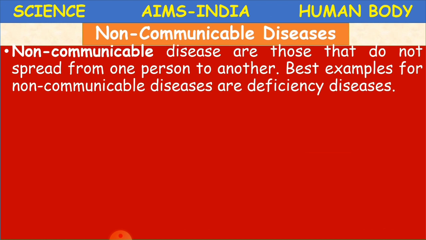If we are having a non-communicable disease, in the sense we are having a deficiency in our body. Because of that deficiency, we are having that particular disease. So no other person or living or non-living organism is responsible for this. Clear? So the best example of non-communicable diseases are deficiency diseases. For example, I said beriberi, scurvy and all that. So these are deficiency diseases.